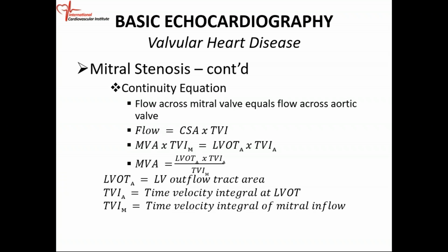Flow anywhere inside the heart is the same, but we can use the flow across the left ventricular outflow tract and the flow across the mitral valve. The unknown is going to be the mitral valve area, because we can do planimetry and get the TVI across the mitral valve. We can measure the diameter and get the area of the left ventricular outflow tract. We can use our PW and get the TVI across the left ventricular outflow tract. So we can put in all the knowns and calculate the mitral valve area.